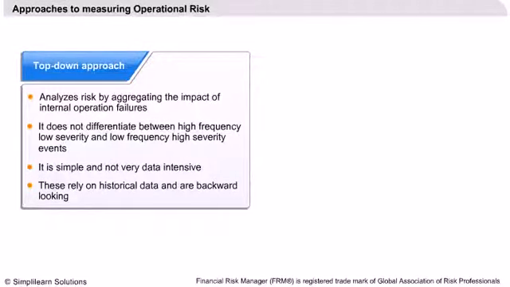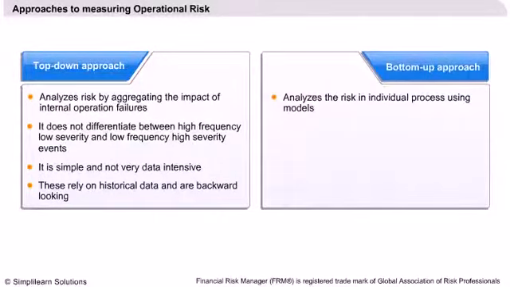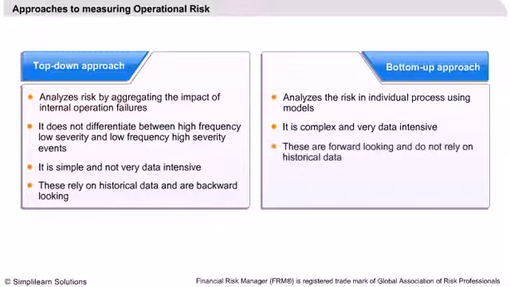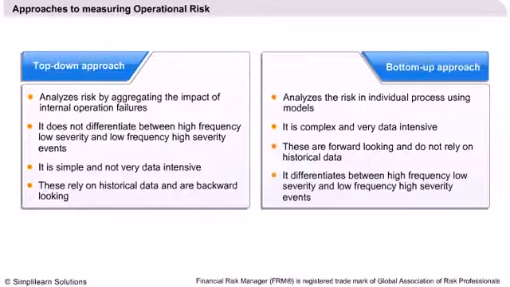On the other hand, the bottom-up approach analyzes individual risk in the process by using mathematical models, and is thus data-intensive. This method does not rely on historical data, and is therefore forward-looking, as opposed to the top-down model, which is backward-looking. Another point to note is that the bottom-up approach differentiates between high-frequency, low-severity events, while the top-down approach does not make any such differentiation.